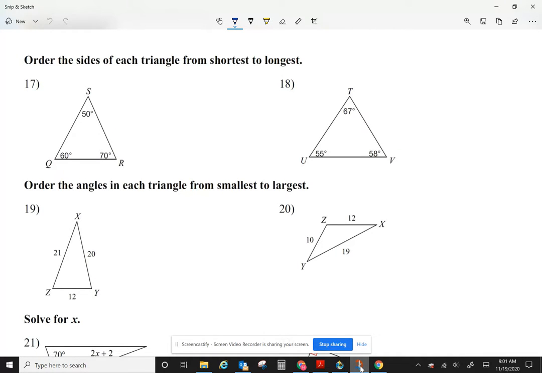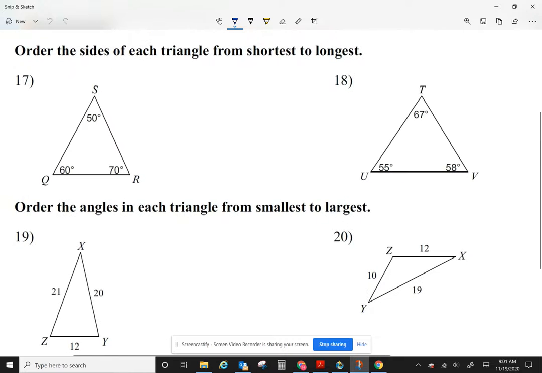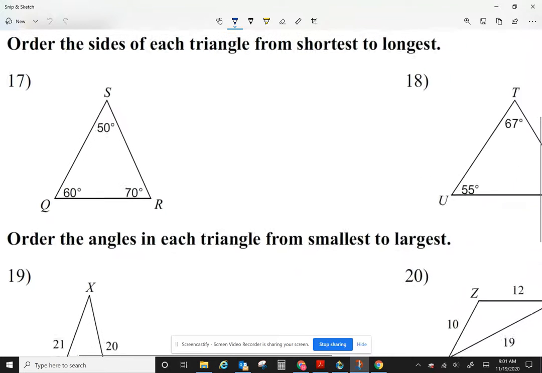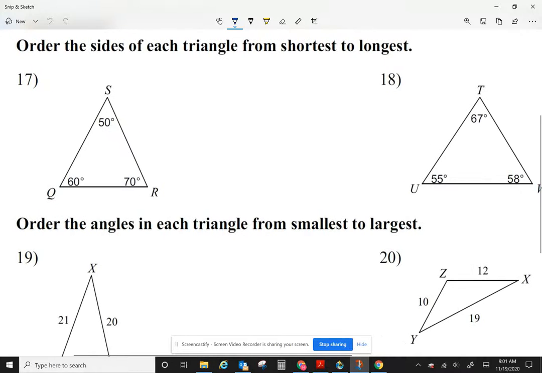sides. For the first homework, the first questions I said, order the sides of each triangle from shortest to longest, but I don't give you the measurements of the sides. I give you measurement of angles. What I want you guys to practice is, let me zoom into here.